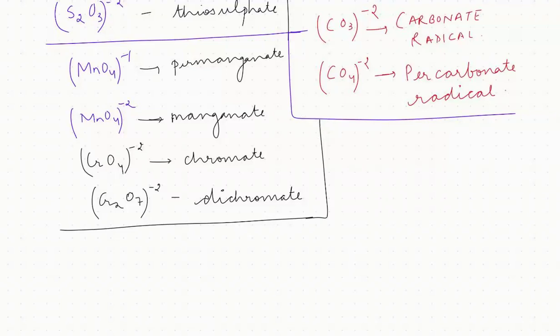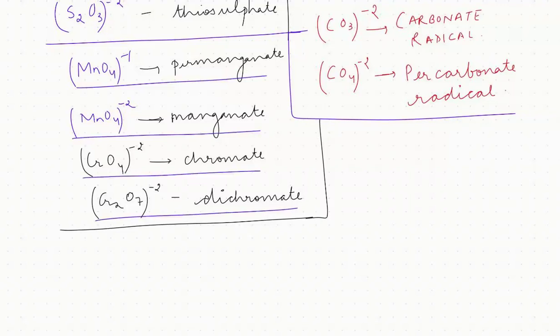So we would have permanganate, manganate, chromate, and dichromate. These are the ions, right? Now, what other possible ions could we have?